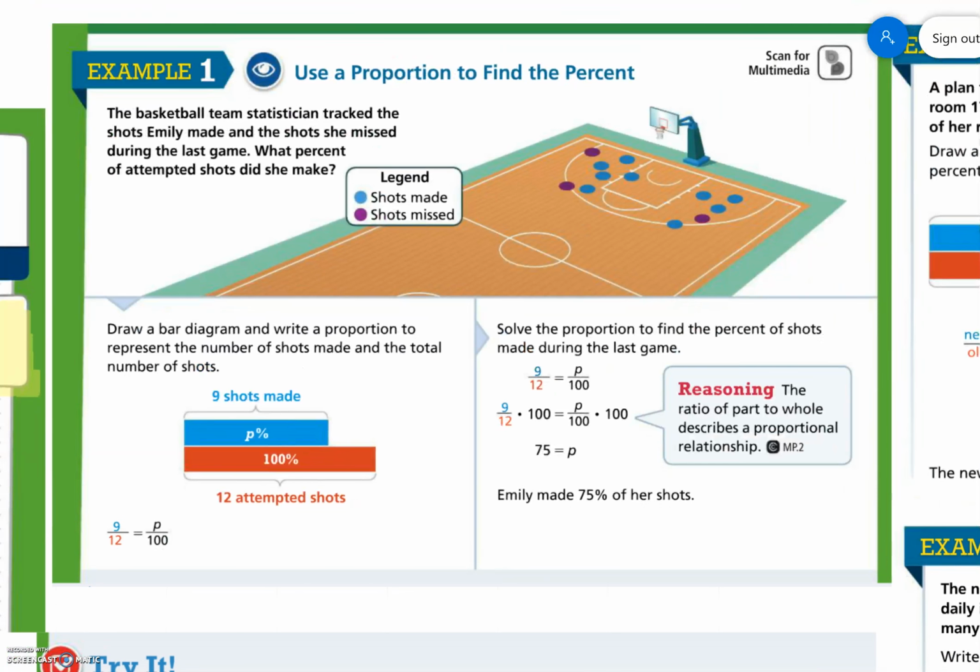Example number 1. Use a proportion to find the percent. The basketball team's statistician tracked the shots Emily made and she missed during the game. What percent of attempted shots did she make?